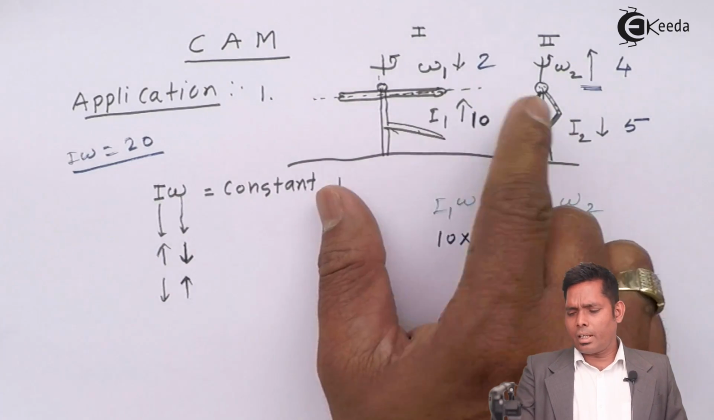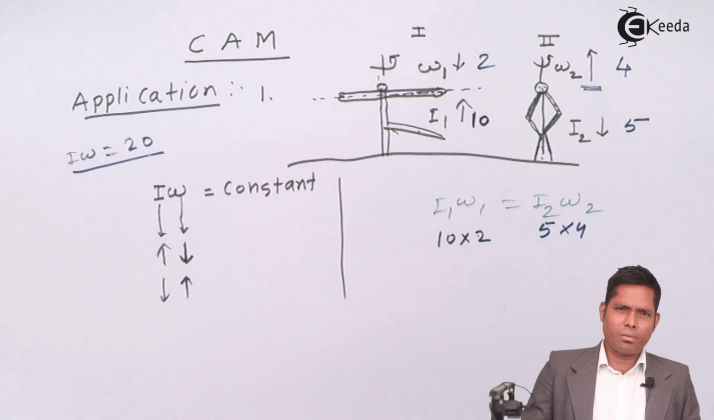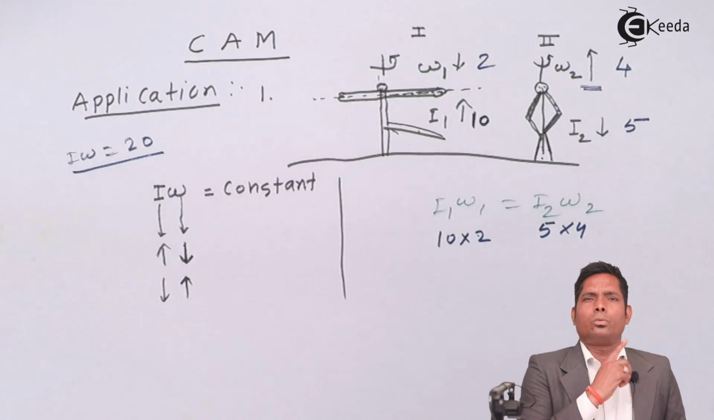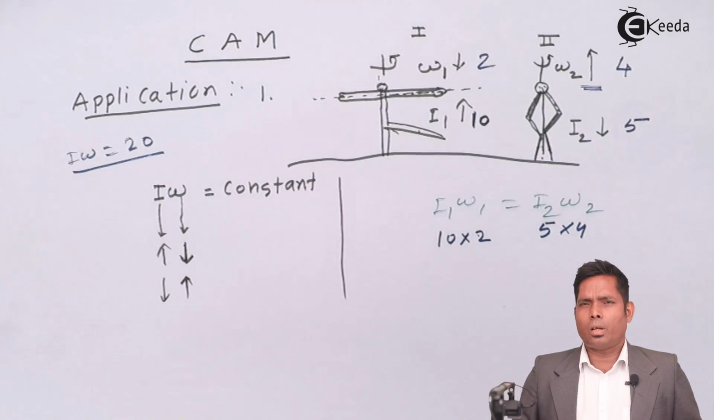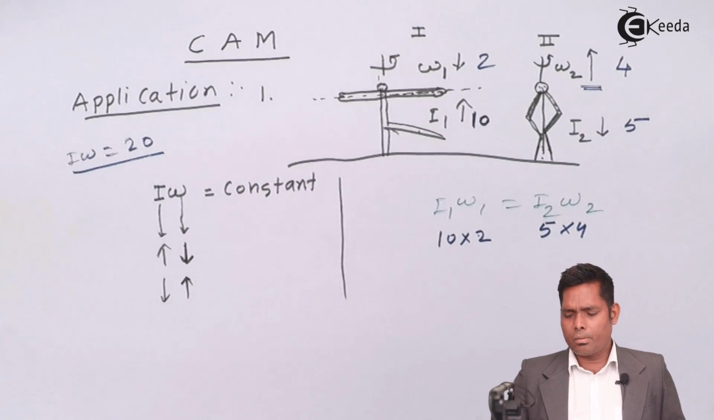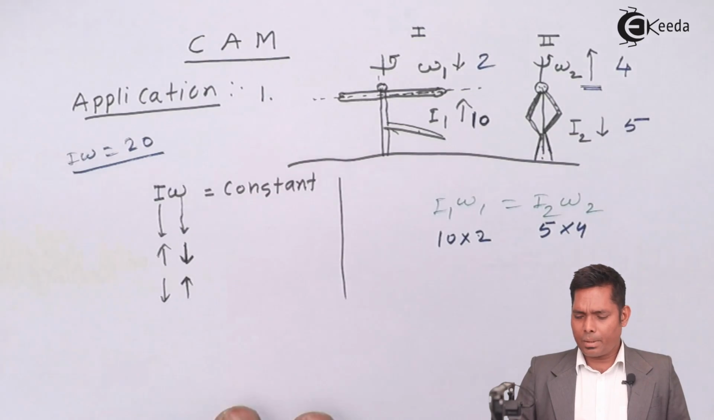So this situation and that situation is the same. You will feel that yourself: when you fold your arms, your speed omega will increase. When you put your arms out, the speed will decrease. This is one application.